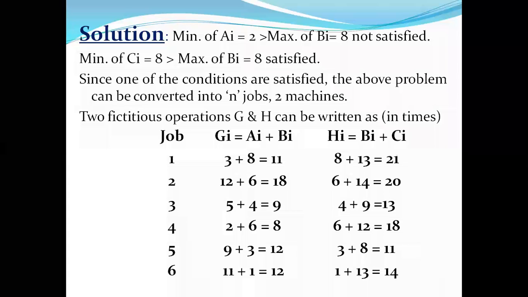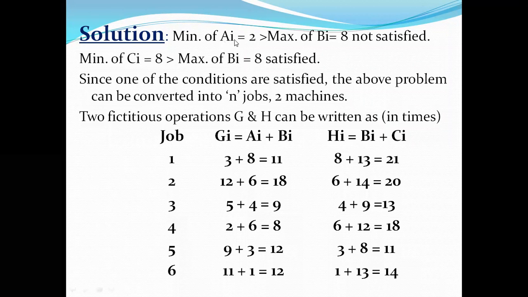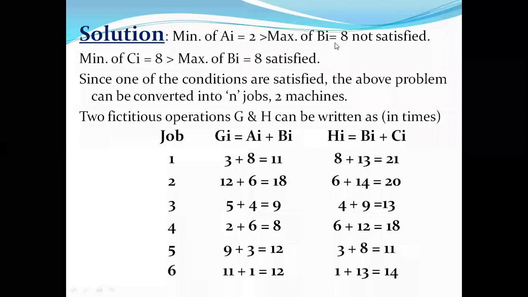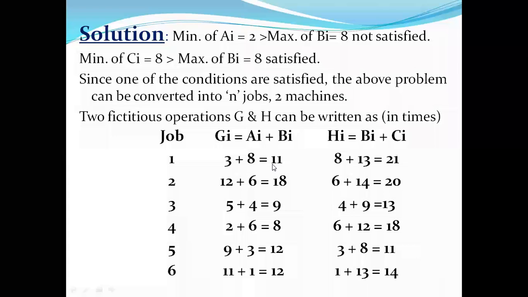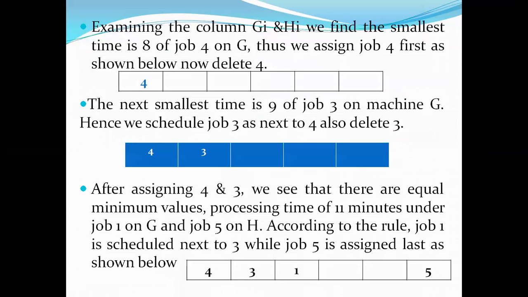And let us consider if the condition is satisfied: the minimum of job A has a value of 9 and the maximum of job B has 8, then the condition will be satisfied. Then this G of A plus B and H of B plus C will be competing with respect to the highest values.